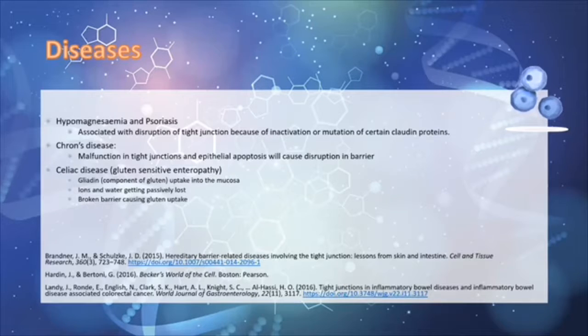Many of the disruptions on these types of junctions are caused because of their proteins. Either they're inactive or there's a mutation or a change in the proteins.